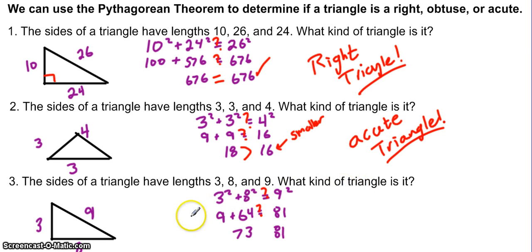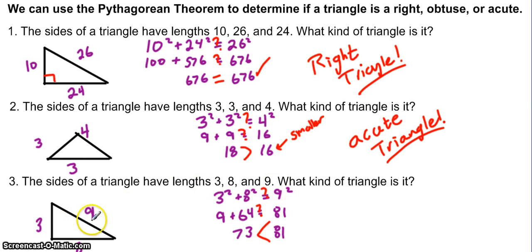What about number 3? Well, number 3, we've got a 3, 8, 9 triangle, and so we use the Pythagorean theorem here. We find out that a squared plus b squared is 73, and c squared is 81. This is different. It's definitely not a right triangle because these two do not equal each other, but in this case, the hypotenuse, the c squared, is larger than the other legs, the a squared plus b squared. So the 81 is larger.